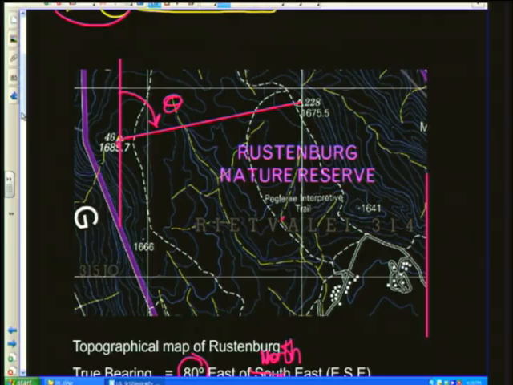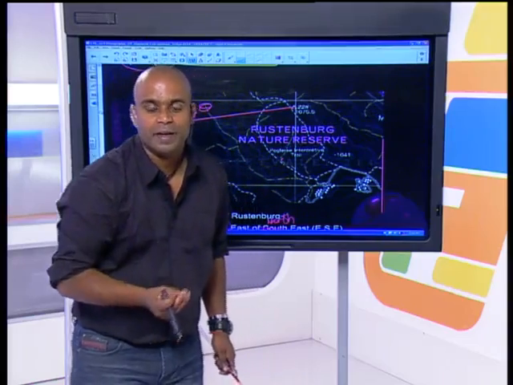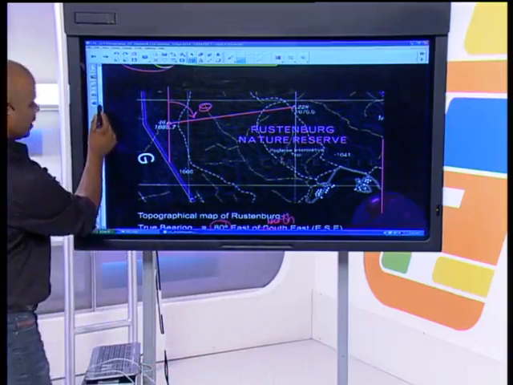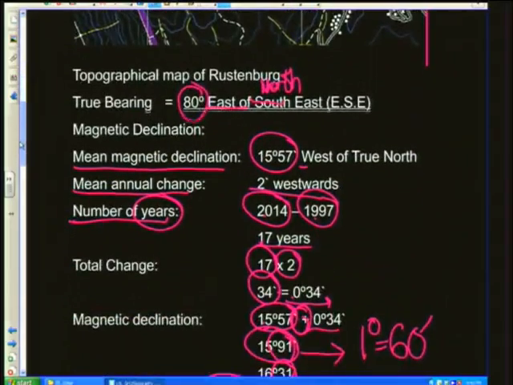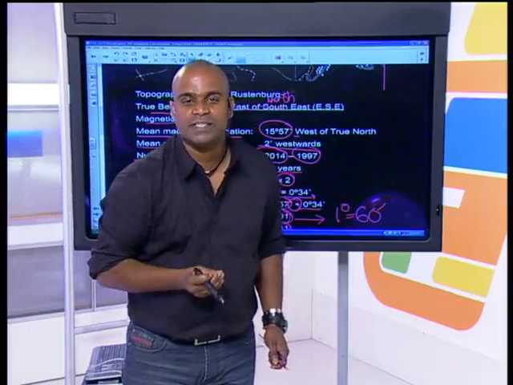Step 2, I join the 2 points. Once I've done that, step 3 would be to measure the angle. Once I've measured the angle, I've calculated my true bearing. My true bearing must be attached to a direction. Let's go further. Once we've established the true bearing, we now calculate the magnetic declination. All the information on the magnetic declination is contained on the side of the map.